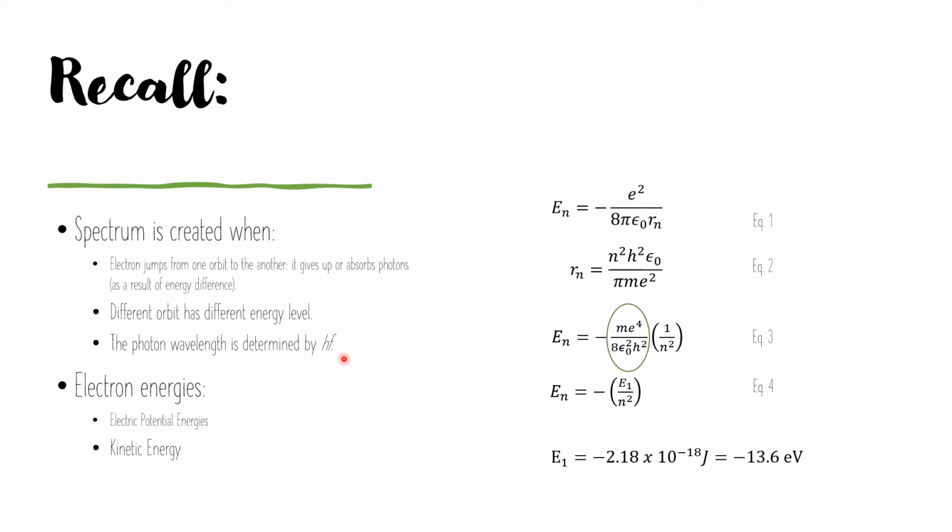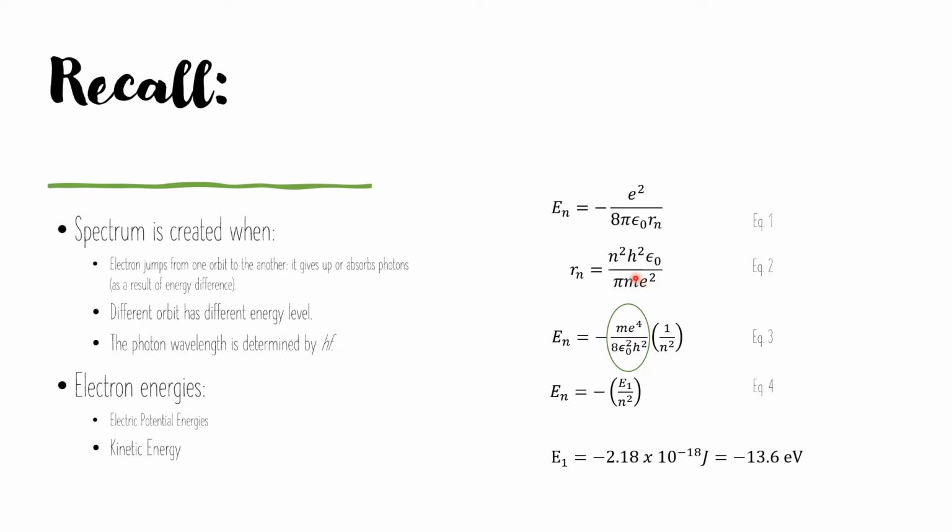And the total mechanical energy, meaning the electron energies here, is the total of the electric potential energy and the kinetic energy. And also, we learned from the previous discussion the energy level of a Bohr model. So this is given by this equation 1. So our energy level is negative e squared over 8 pi epsilon naught Rn. And Rn here is the orbit of Bohr, or Bohr's orbit.